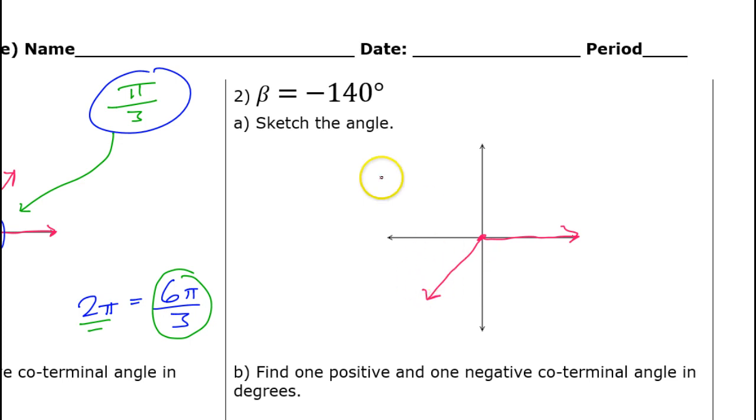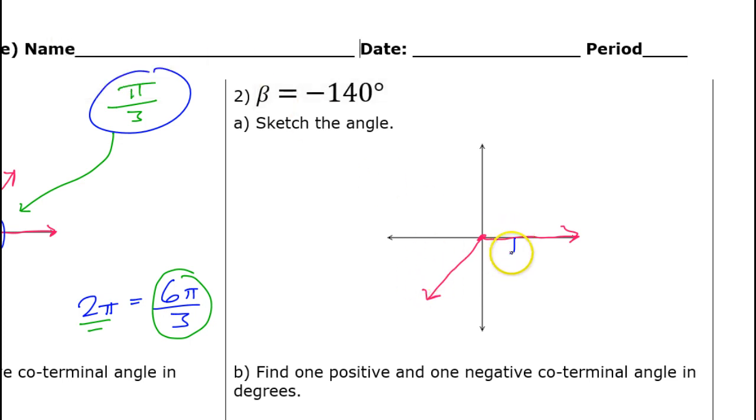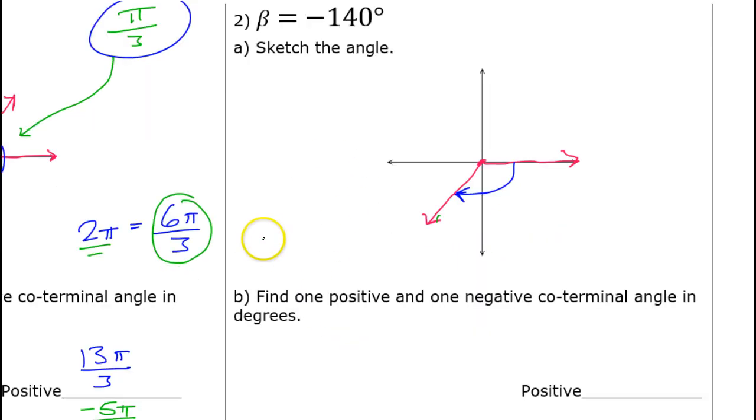Alright, just really anywhere over here is good enough for this sketch. So, this is a decent sketch of negative 140 degrees. Okay, that's all there is to it. Now they want us to find a positive and a negative coterminal angle. Well, a coterminal angle is another angle that lands at the same position as the angle that we have.